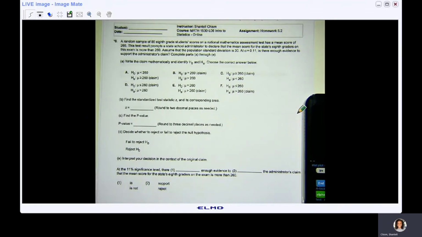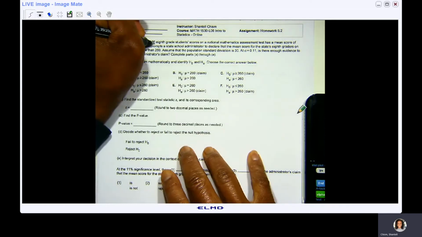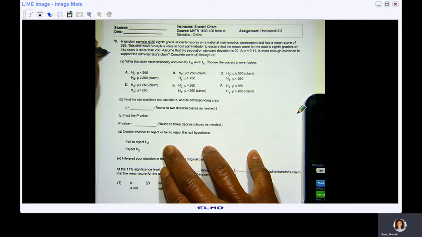Okay, a random sample of 86 eighth grade students' scores on a national mathematics assessment test has a mean score of 266. So we're talking about the sample right here. A sample of 86, and that sample has a mean score of 266. So X bar is 266.